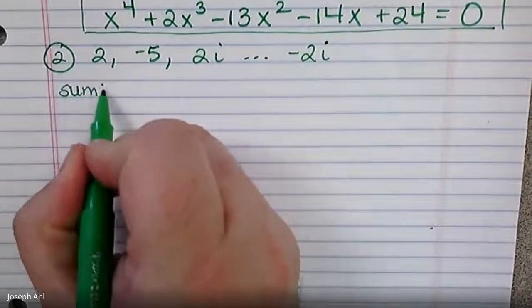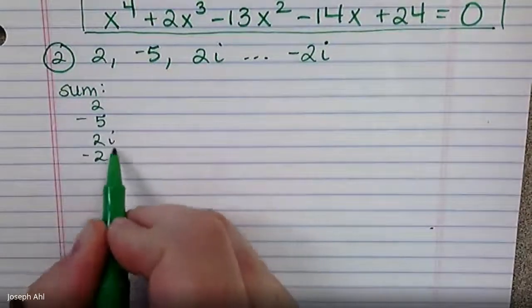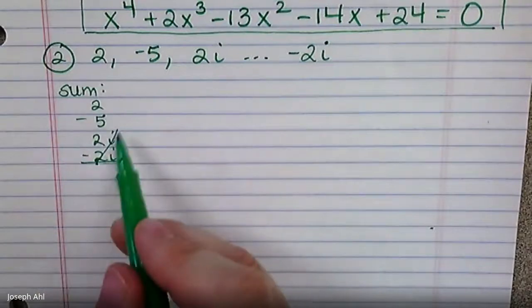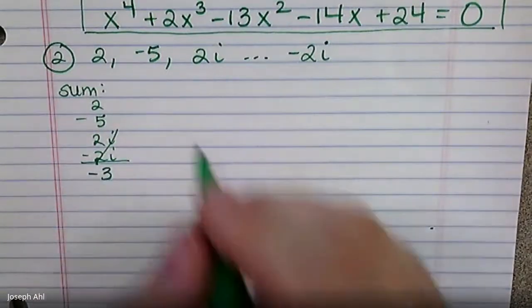So let's talk about the sum. The sum would be 2, -5, 2i, -2i. Okay, nicely those i parts cancel, which we should see happen. 2 and -5 is -3.